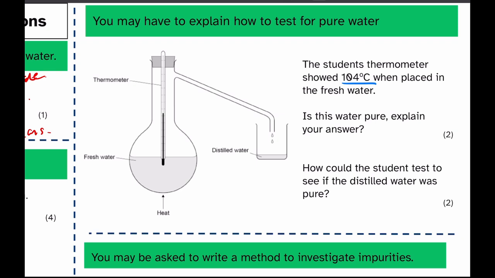How could the student test if the distilled water was pure? Same thing, collect the water and they would boil it. If the boiling point is exactly 100 degrees each time they do it, then they know that it's pure. If the boiling point is a range of temperatures, they know it's impure.